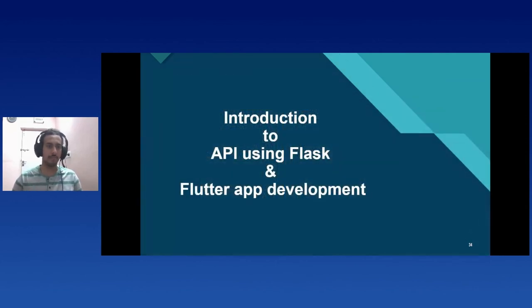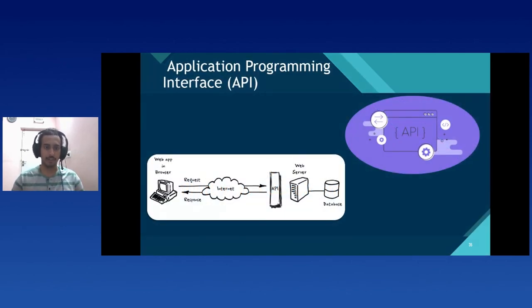Next is our API, an introduction to the API using Flask and Flutter app development. So basically, the first thing is an API. Most of the people have learned about it. So what is an API? The API is a kind of software intermediary between two softwares, and it acts as a gateway for communication between the two systems, or we can sometimes also call it a system and service.